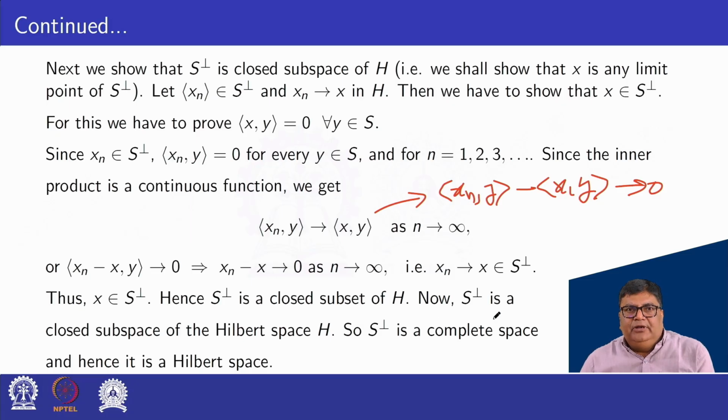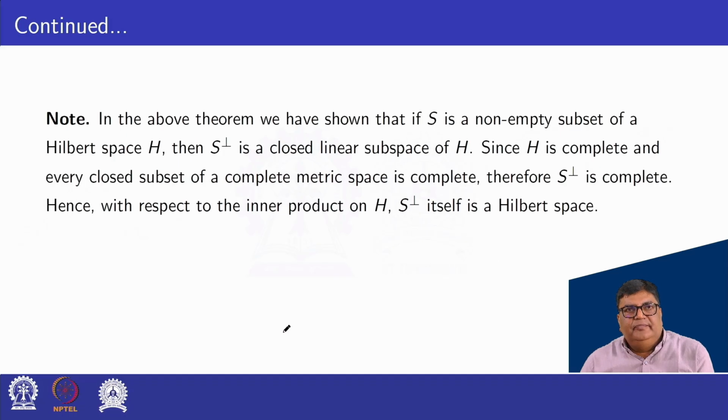Now S perpendicular is a closed subspace of the Hilbert space H. So S perpendicular is a complete space and hence it is a Hilbert space. Why is S perpendicular complete? Because S perpendicular is a closed subspace of the Hilbert space H, and a Hilbert space is already a complete space.